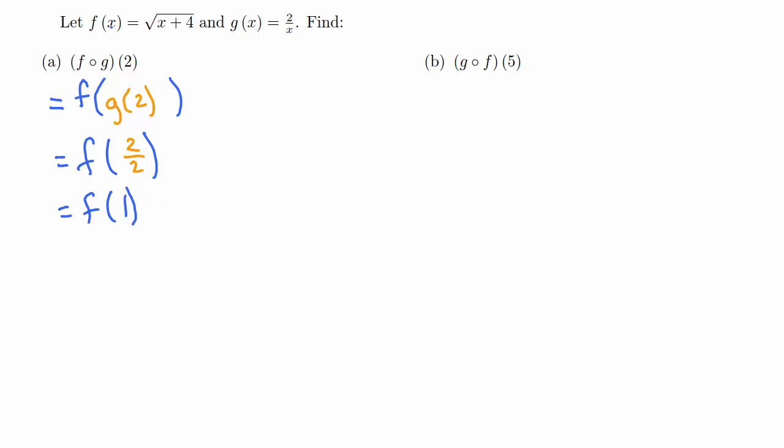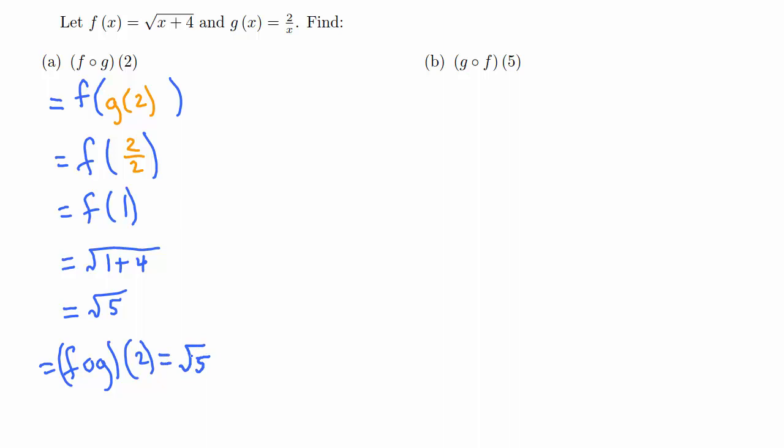And so you go back to the f function and replace all these x's with 1. So that gives you the square root of 1 plus 4. And 1 plus 4 is 5, so this gives me the square root of 5. You would simplify the square root of 5 if you could, but you can't. Therefore, what this really means is that f composed of g of 2 is the square root of 5.